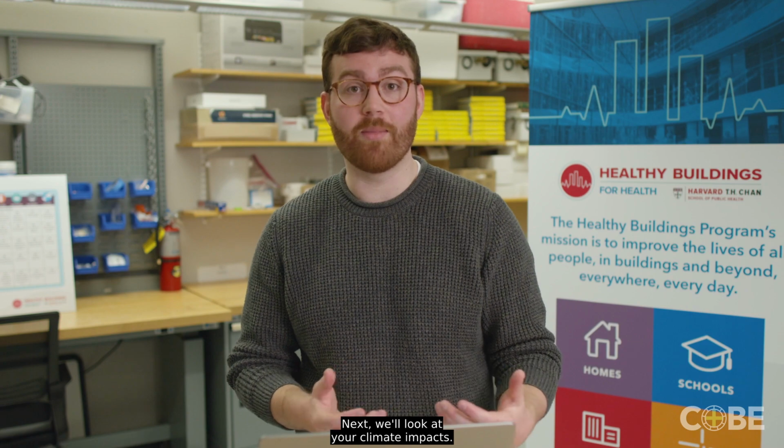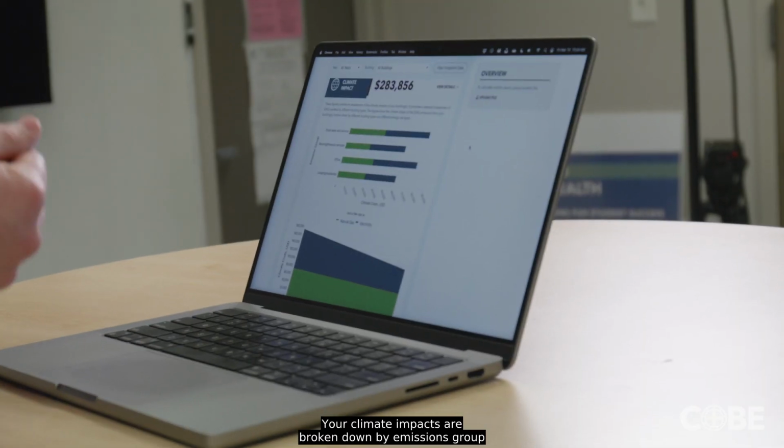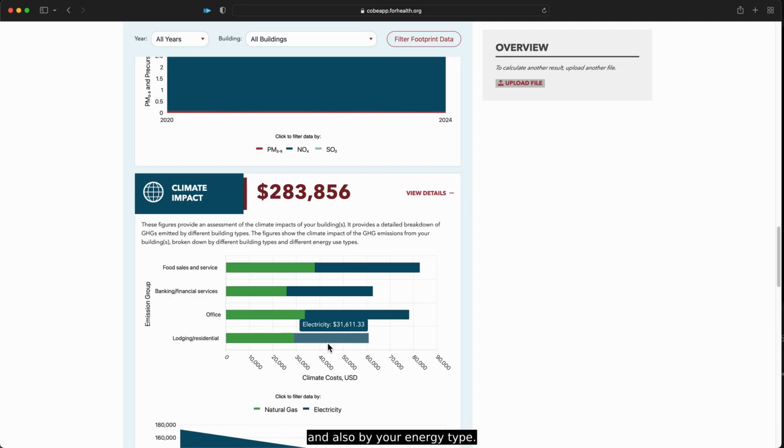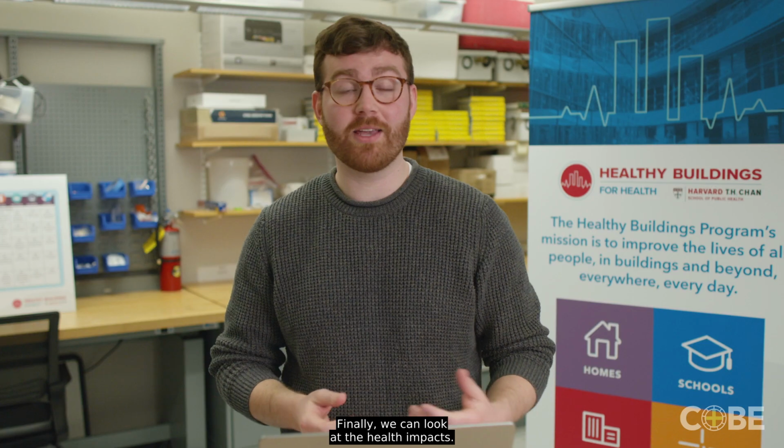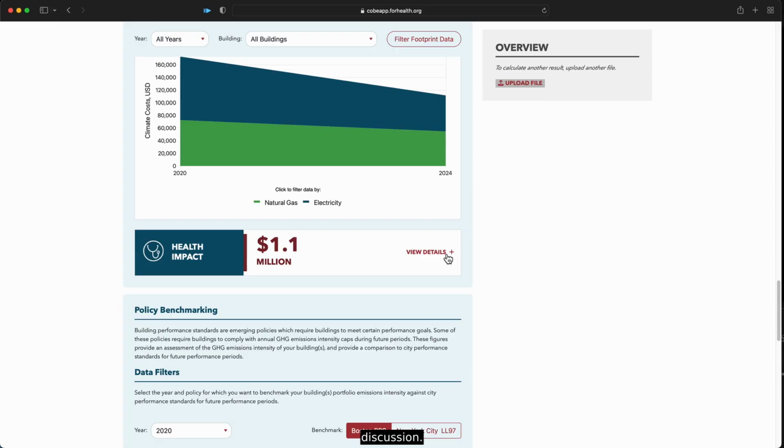Next, we'll look at your climate impacts. Your climate impacts are broken down by emissions group and also by your energy type. You're able to see how your impacts are changing over the timeline of your portfolio. Finally, we can look at the health impacts. This allows us to put a health lens on the climate change discussion.